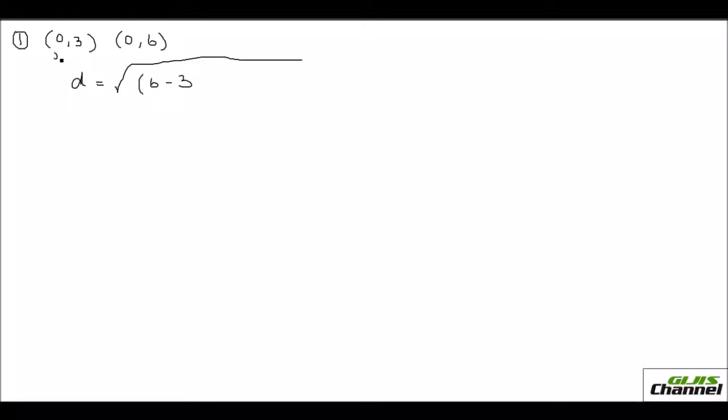Because, yeah, I take the first point as x1, y1, and this is my x2, y2. So I'm using the formula here: y2 minus y1, the whole square, plus x2 minus x1, x2 is this and x1 is this, the whole square. So your answer would be the square root of 6 minus 3 is 3, 3 squared, which is nothing but 3 units. Okay, so this is done.